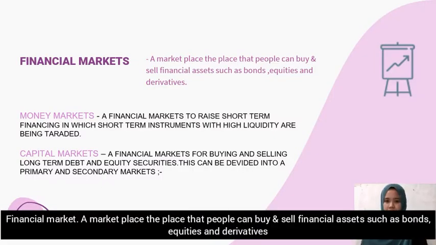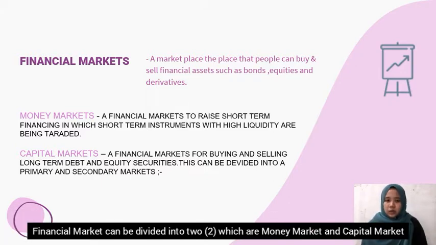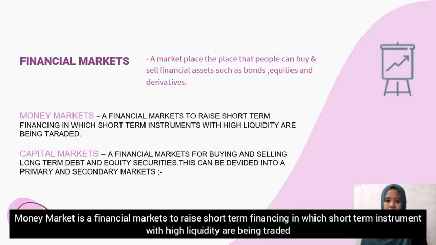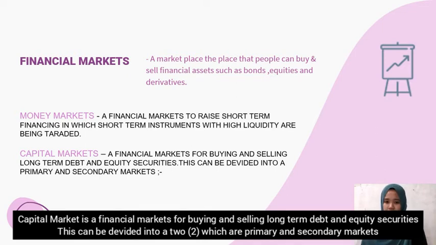Financial market is a marketplace, the place where people can buy and sell financial assets such as bonds, equity and derivatives. Financial market can be divided into two, which are money market and capital market. Money market is a financial market to raise short-term financing in which short-term instruments with high liquidity are being traded. Capital market is a financial market for buying and selling long-term debt and equity securities. This can be divided into two, which are primary and secondary market.